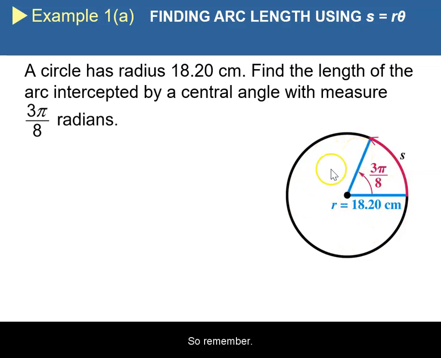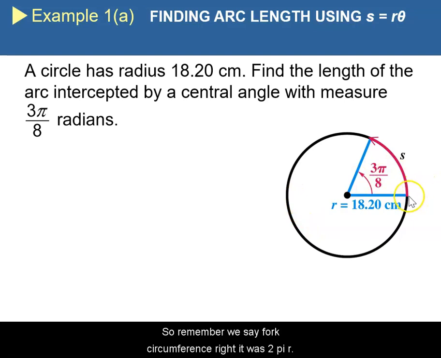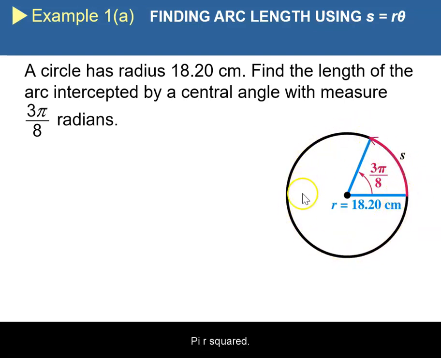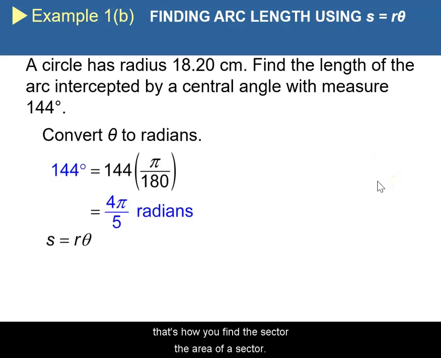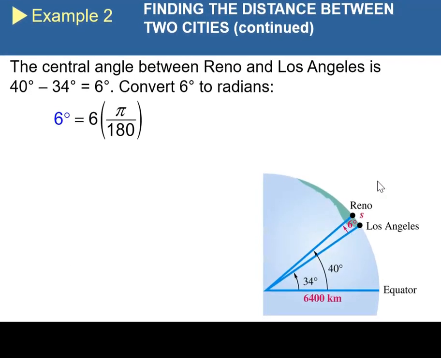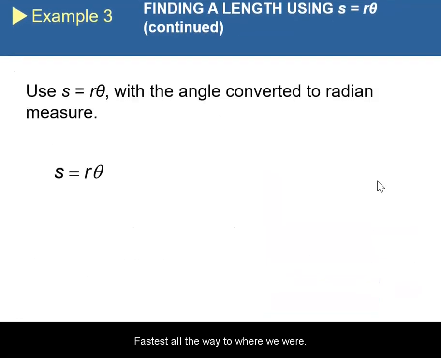Remember, the area of a circle is pi r squared. Remember what we said for circumference, right? It was 2 pi r. Pi r squared is not 2 pi, it's only half of that. So the area of a sector is actually just half of your angle times r squared. Okay, so that's how you find the area of a sector. So let's jump past this all the way to where we were.